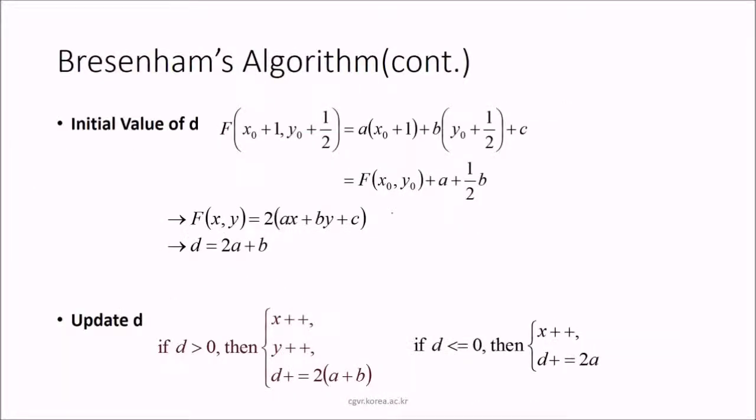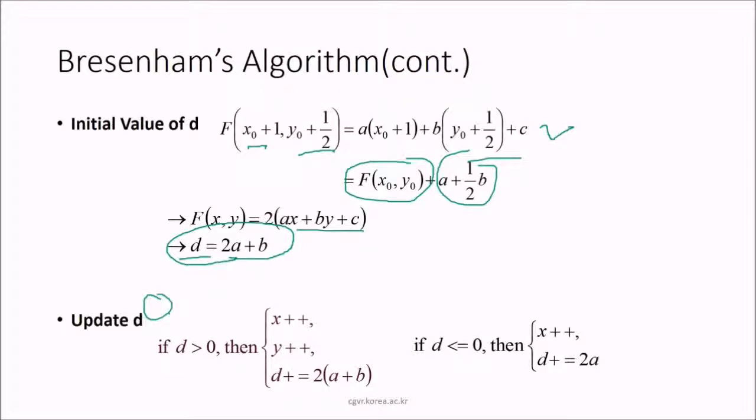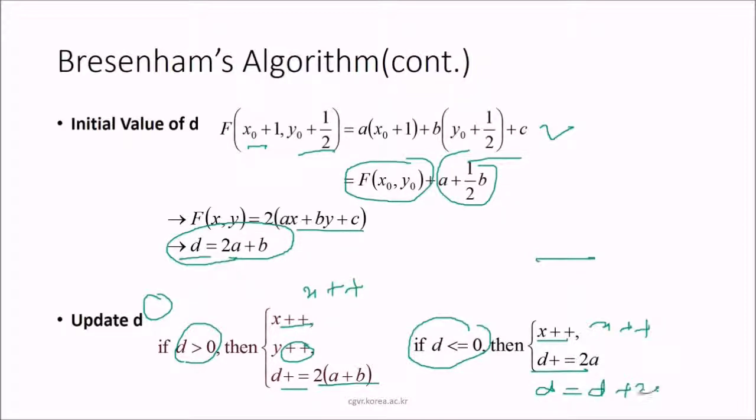So what was the initial value of d? As I told you already, ax plus by plus c with (x0+1, y0+1/2) is nothing but f(x0, y0). We take these constants, so f(x,y) will be equal to 2ax plus 2by plus c, and d will be equal to 2a plus b. We update d. If d is greater than 0, we increment the x and y coordinates, and d will be equal to d plus 2a plus 2b. If d is less than or equal to 0, then we increment only x by 1, and d is equal to d plus 2a. So this is how we choose which pixel has to be chosen.